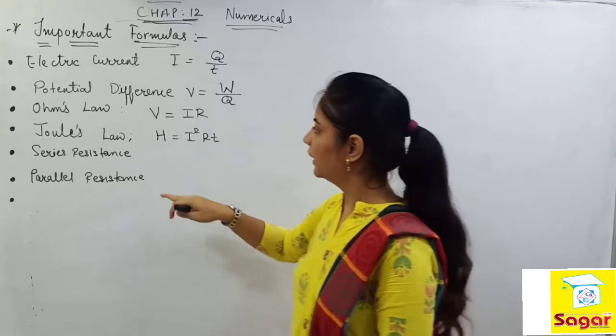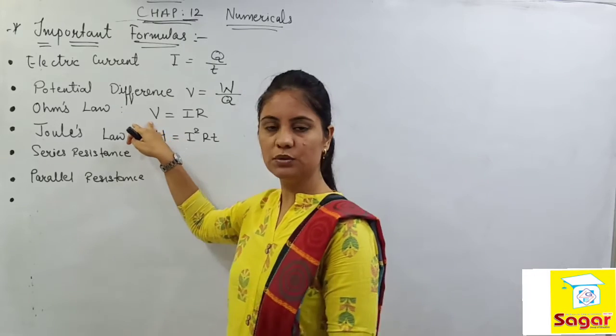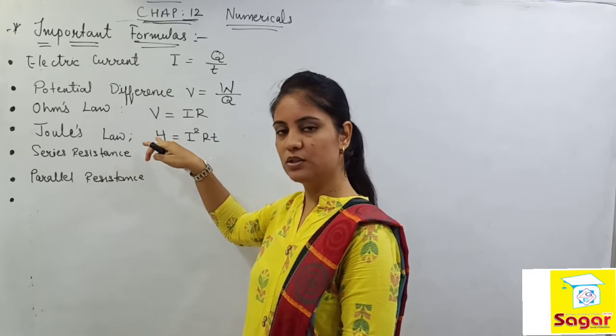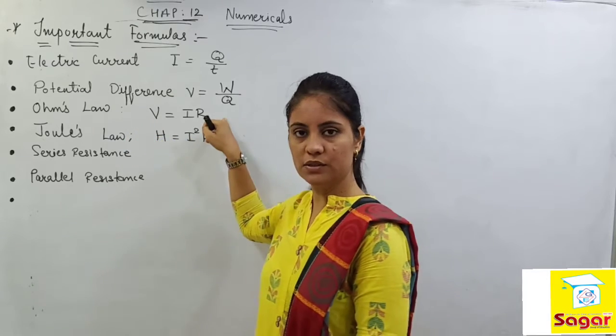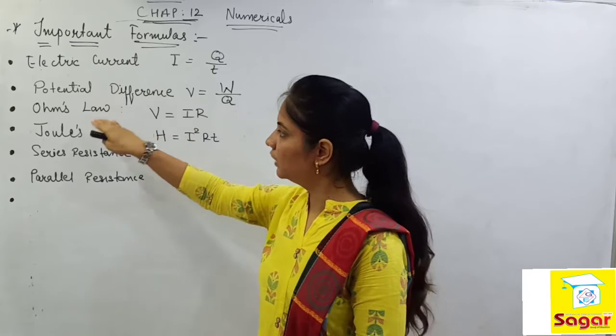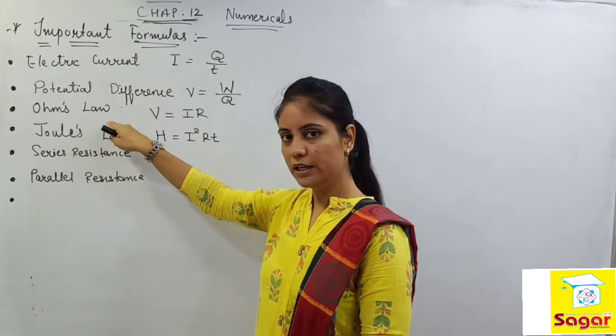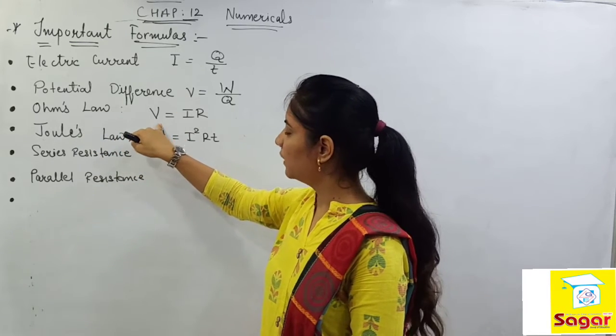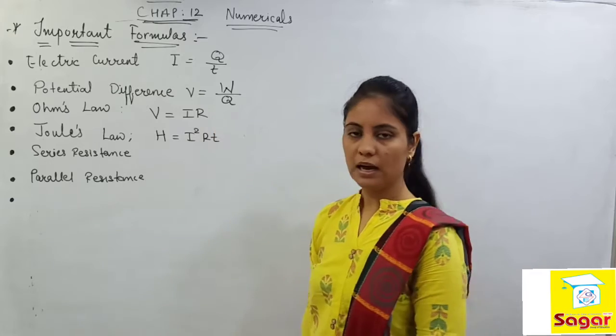If you want to find the voltage across the entire circuit, and you are given the electric current and resistance, we can use Ohm's law. So according to Ohm's law, we can use this formula: V is equal to I into R.